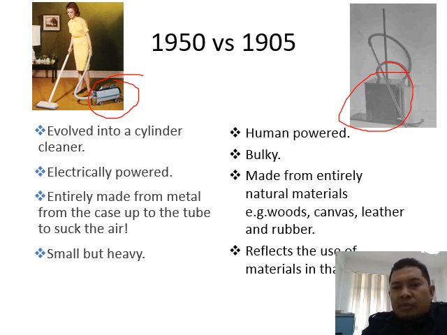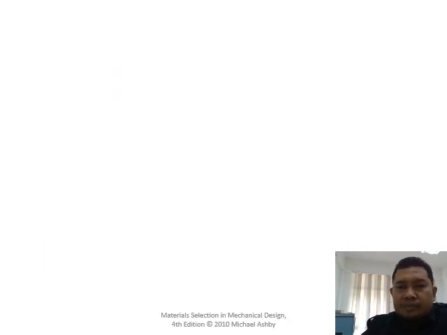Here it is made from wood, canvas, leather, rubber and so on, or steel. Here you have an electrical powered vacuum cleaner in 1950, and the vacuum cleaner is actually very heavy. Previously they considered this heavy because it was made from steel. But nowadays the vacuum cleaner is made from plastics, polycarbonate and so on. Very robust material, yet lightweight, and you can have sufficient vacuum and so on.